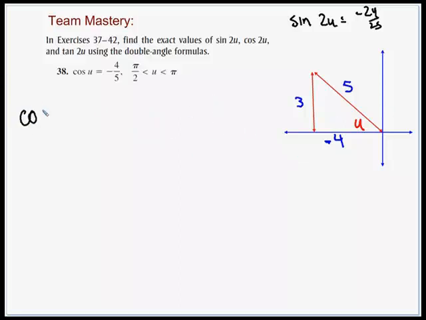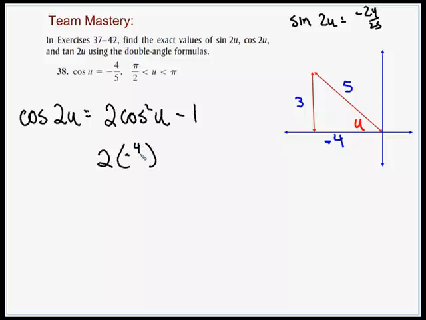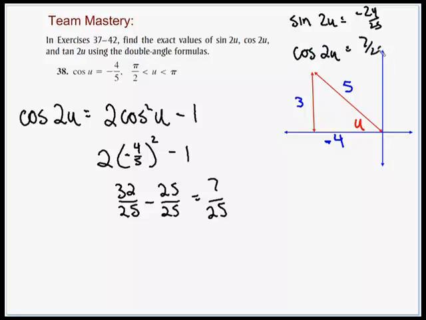So for cosine, cos of 2u, and I usually use this one, it's my favorite, 2 cos squared of u minus 1. So cos of u was given as negative 4/5, and that quantity is squared minus 1. Now be careful, we're squaring this negative, so that will be positive. That's going to be positive 16 25ths. And when we multiply 2 by that, it's going to be 32 25ths minus 1, which we can rewrite as 25 25ths. 32 minus 25 is 7 25ths. So the cos of 2u is 7 25ths.